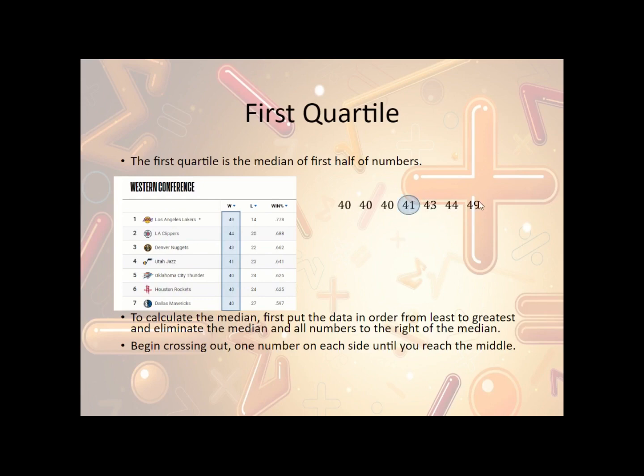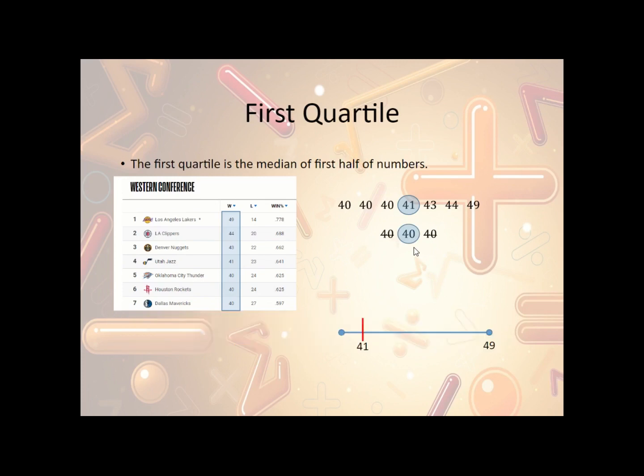So we don't care about anything on this side. It's just these numbers that are left of this. So we have 40, 40, and 40. Now we're going to go ahead and find the median of that set. So we cut this one, and we're left with just 40. So 40 is our first quartile.